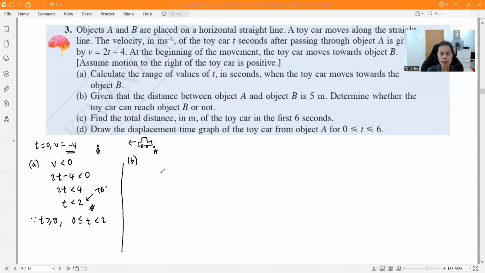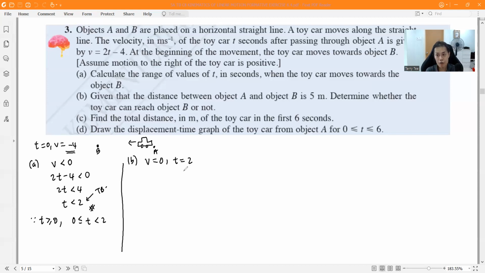Given that the distance between A and B is 5 meters, determine whether the toy car can reach B or not. Okay, very simple. We know the particle, or in this case the car, changes direction when V is 0. When V is 0, we know t must be 2. I don't have to recalculate this, because just imagine I put 0 inside, t is 2.